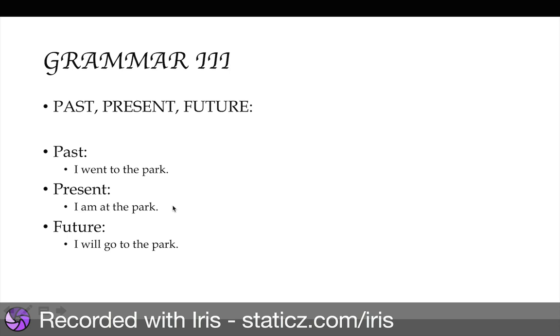For the present, I am at the park. I am. So you are currently right now at the park. In the future, I will go to the park. I will go. In the future, eventually, you will be going to the park.